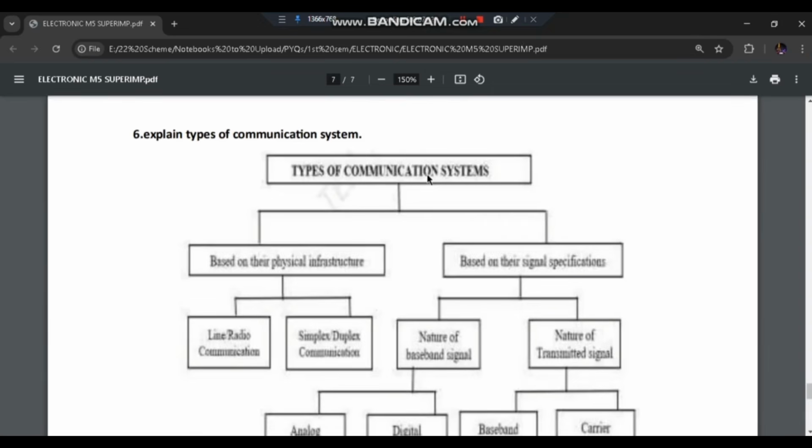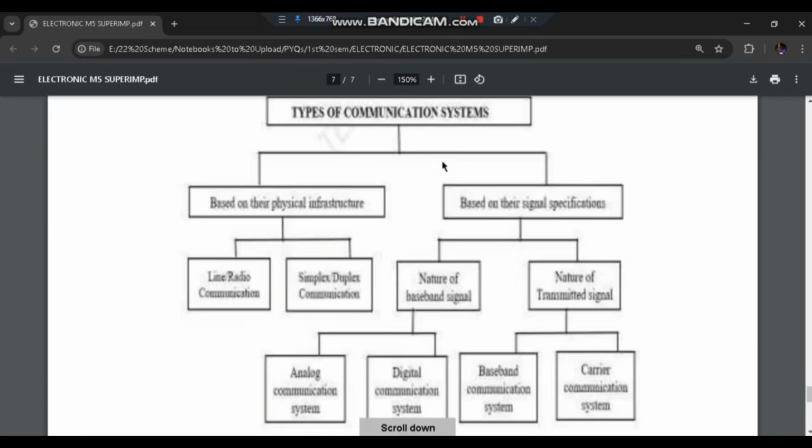Moving on to the last question, we have: explain the types of communication systems. There are two types. The first one is based on physical infrastructure, the second is based on the signal specifications. Under physical infrastructure, two are there: line or radio communication and simplex or duplex communication.